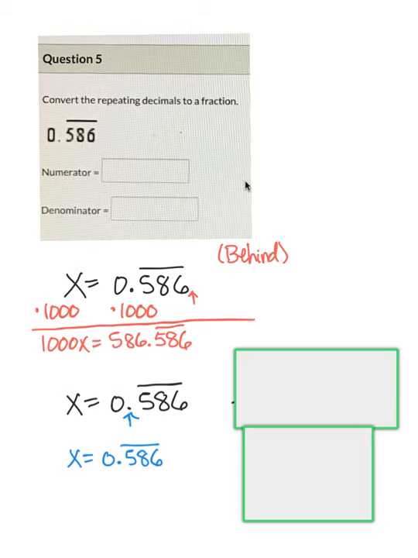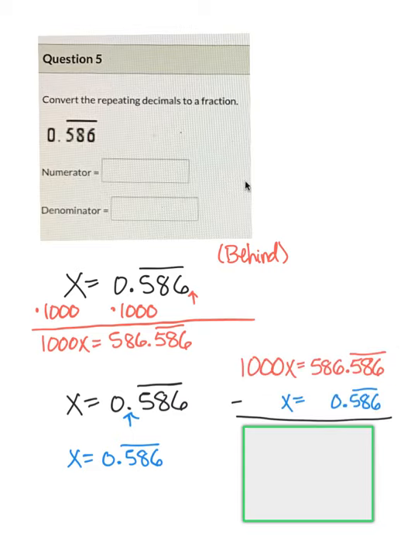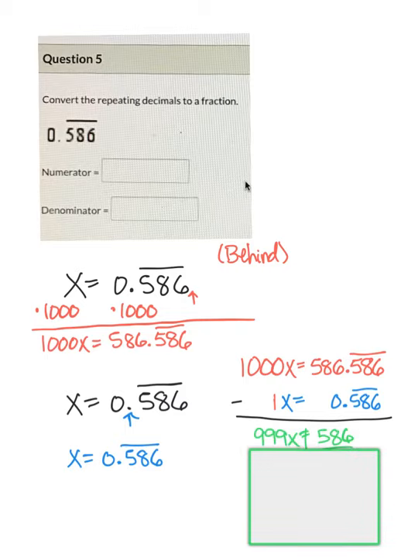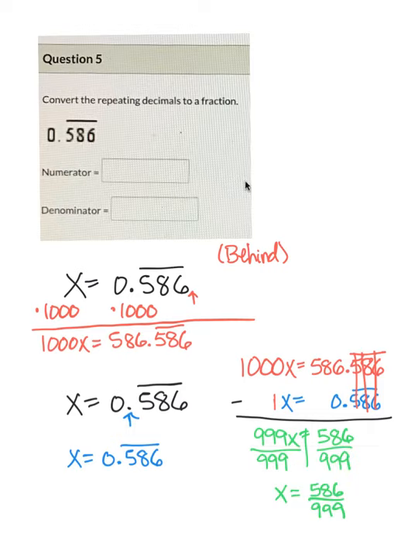And again, like we did before, we're going to do the behind minus the front. And then remember that x is considered just as 1x. And so we're going to have 1,000 minus 1x is 999. And then we have the repeating part. Again, they all kind of cancel each other out because we're subtracting, makes it 0. And it's 586 minus 0. Okay, well, that's 586. We're going to go ahead and divide by 999 to get x alone. And then we have 586 over 999. So numerator is 586. Denominator is 999.